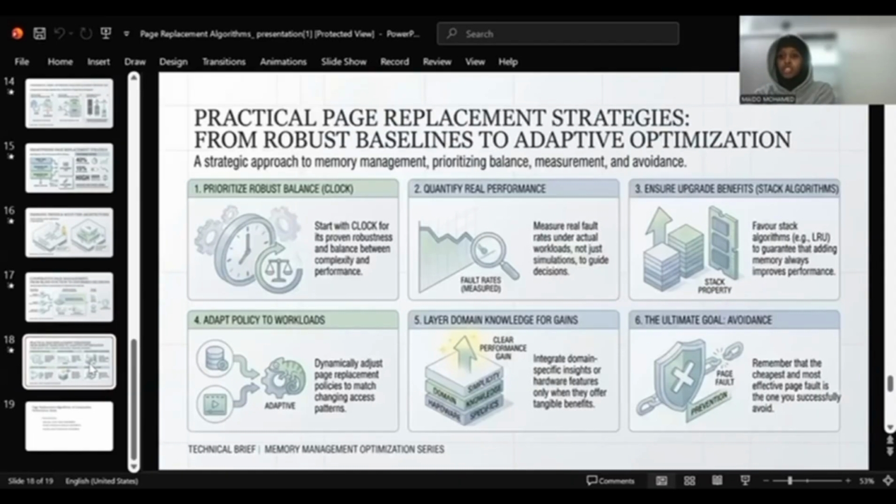Practical strategy and summary. To summarize, start with a strong baseline with clock, and measure real performance under actual workloads. Use stack algorithms when hardware allows. Adapt policy to different access patterns. Incorporate domain knowledge for additional gains. And finally, remember the best page fault is the one you avoid entirely.